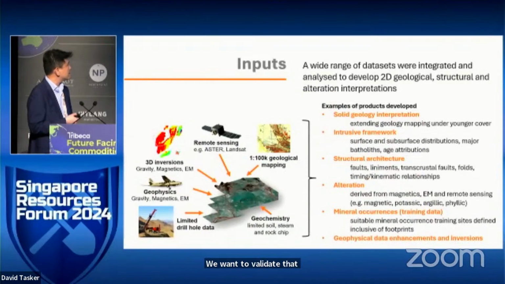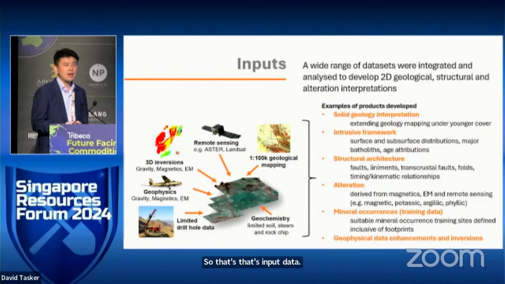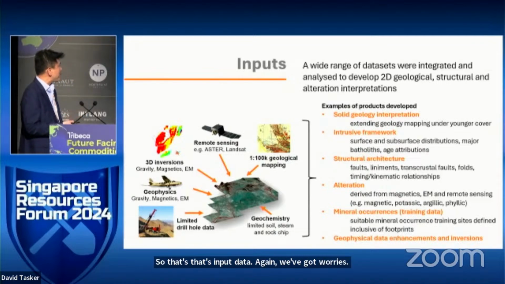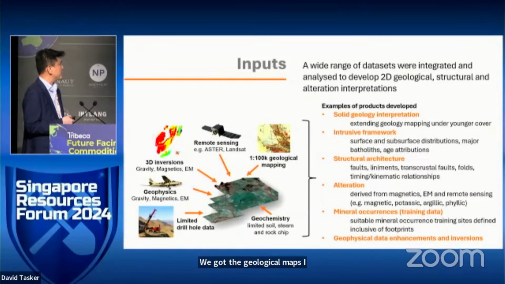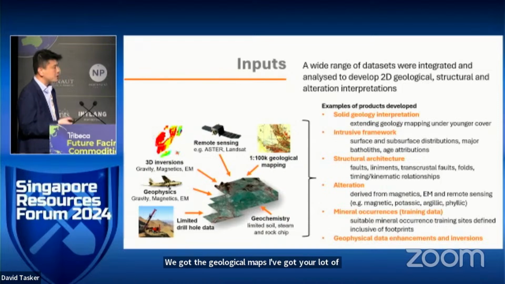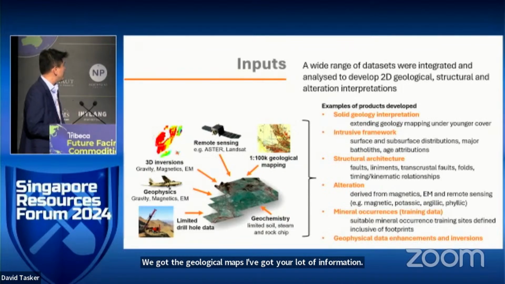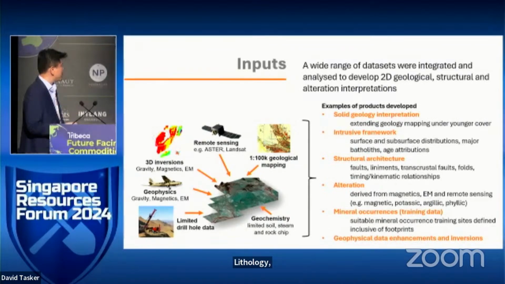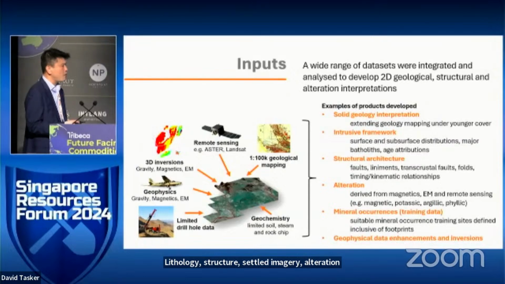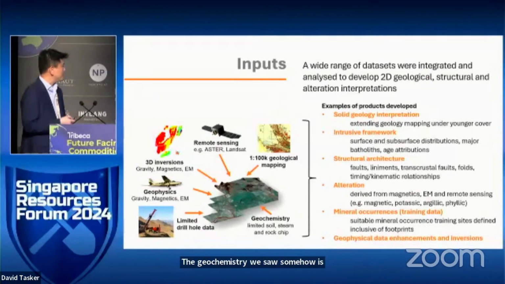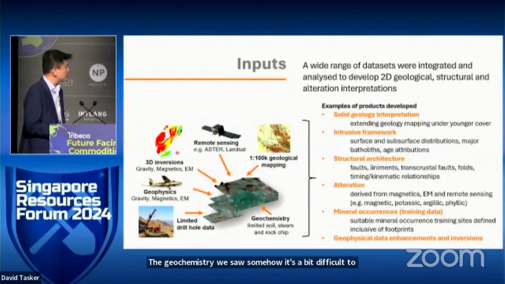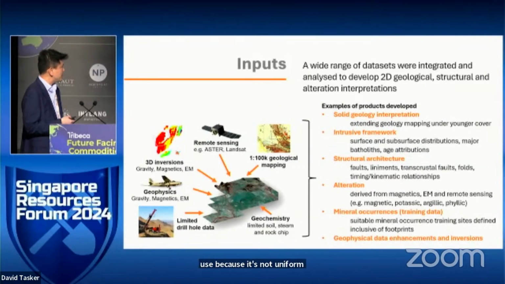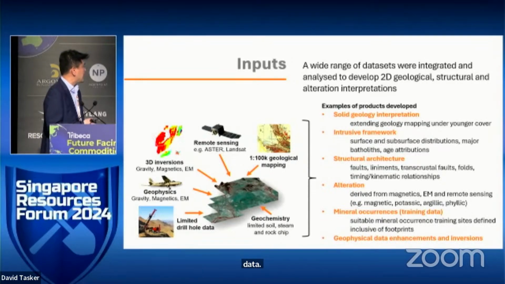So that's the input data. Again, we've got a wide range of data. We've got the geological maps, geological information, lithology, structure, satellite imagery, alteration mapping results, geochemistry, and so forth. The geochemistry result is somehow a bit difficult to use because it's not a uniform result, with insufficient data. So we use that as confirmatory data instead.